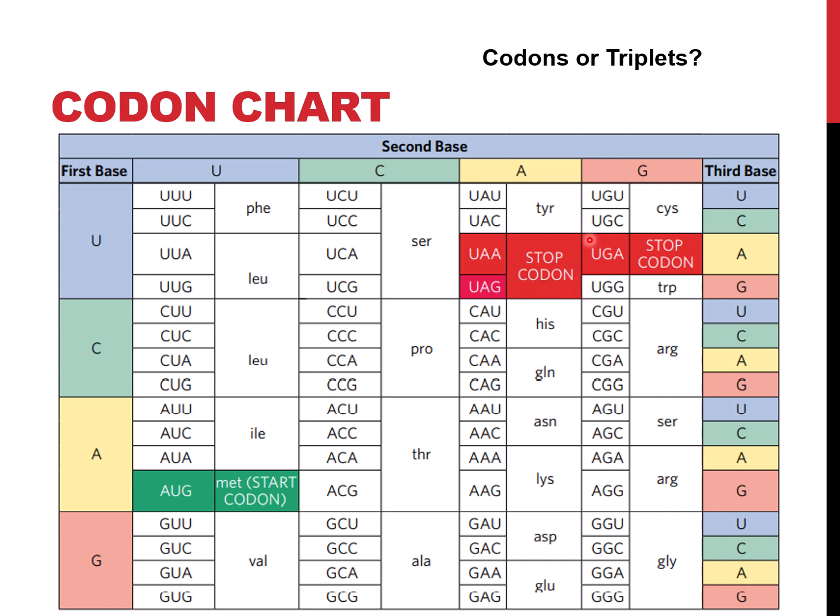Okay, if it's the stop codon, that's just the end of your RNA, so it finishes the gene. Okay, so that's UAA, UAG, and UGA. These 4 are important to know.